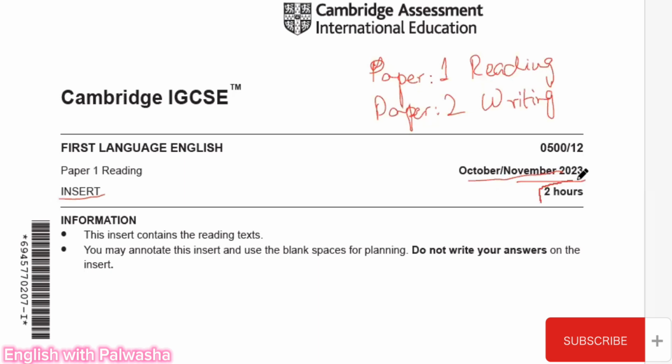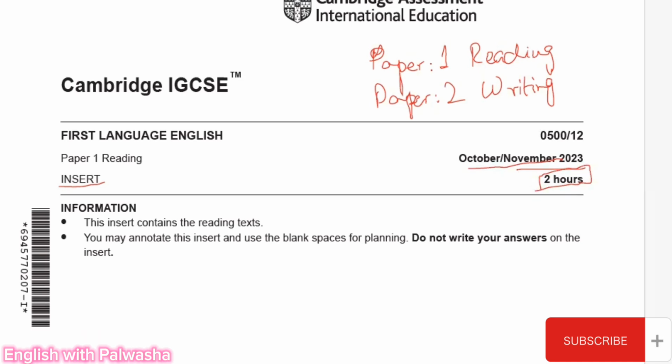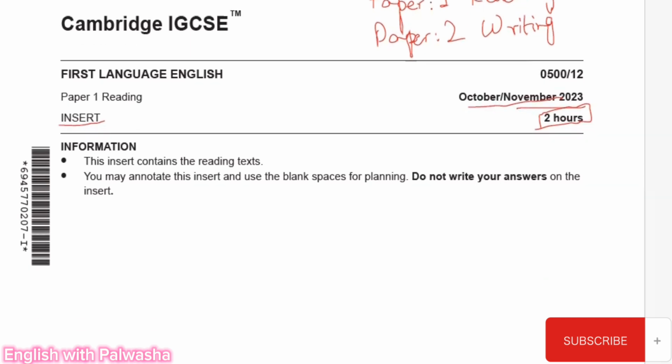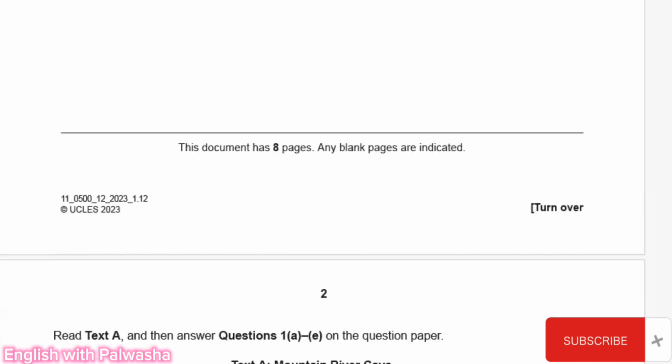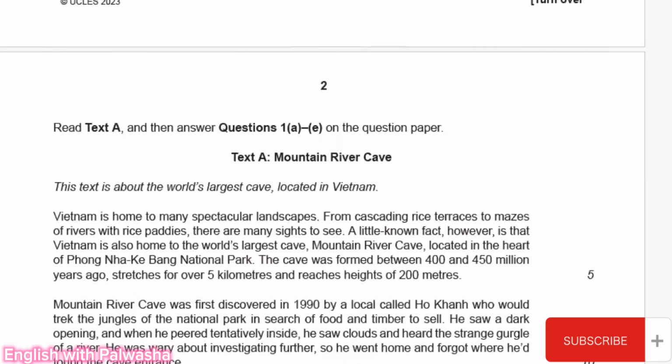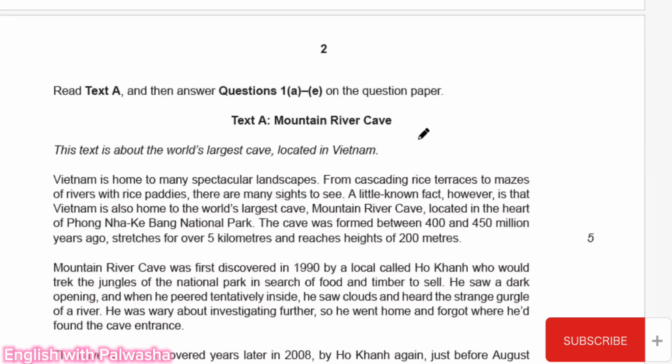The paper consists of altogether 2 hours, and you are requested not to write your answers on the insert, all right? So you can have a pencil in your hand and you can underline the important things, but you're not allowed to write on your insert. The insert basically consists of different kinds of texts.